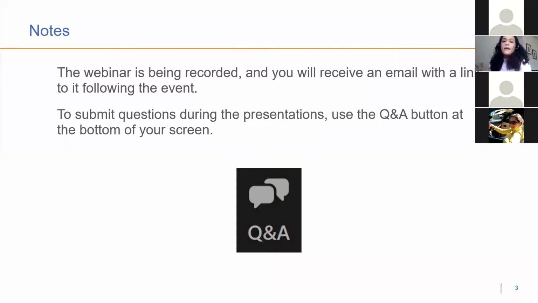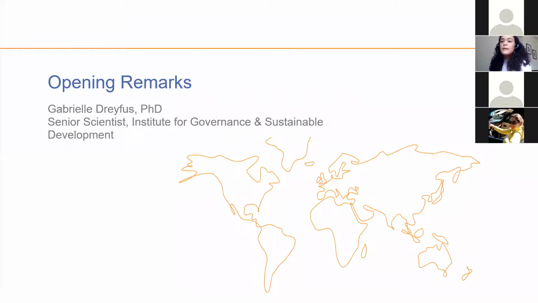And with that, I would like to introduce Dr. Gabrielle Dreyfus. She is a senior scientist at the Institute for Governance and Sustainable Development. She's a climate scientist by training with over a decade of experience working on climate and energy policy with the US government and civil society. She advises the Kigali Cooling Efficiency Program, is a member of the Global Cooling Prize Technical Review Committee, and a member of the Energy Efficiency Task Force of the Montreal Protocol Technology and Economic Assessment Panel. Gabby?